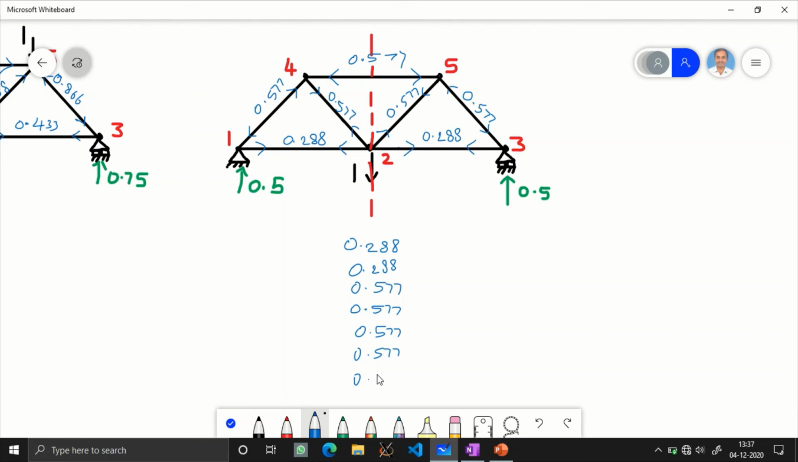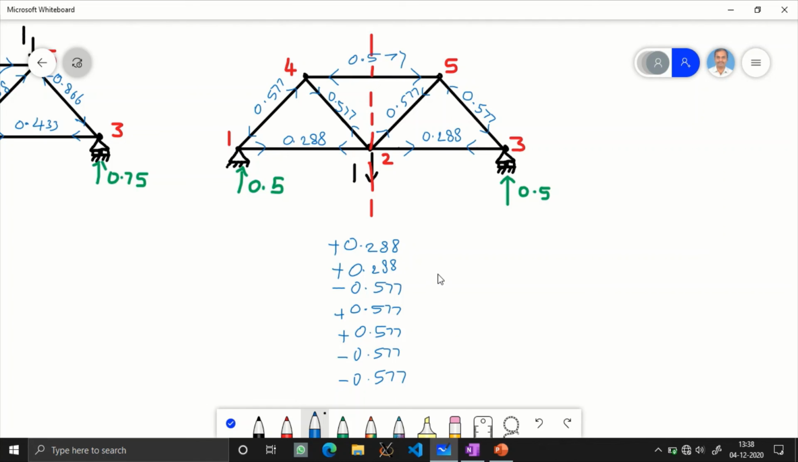After writing all these things, I have to find the sign for this. P1 is acting away from joint, plus. P2 away from joint, plus. P3 towards joint, so minus. P4 away from joint, plus. P5 away from joint, so plus. P6 towards joint, so minus. P7 towards joint, so minus.